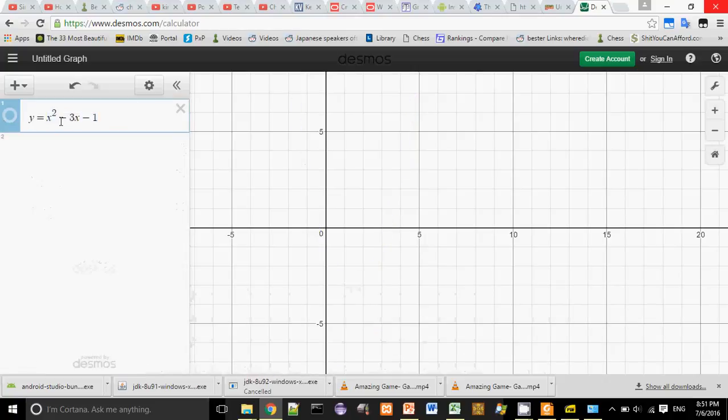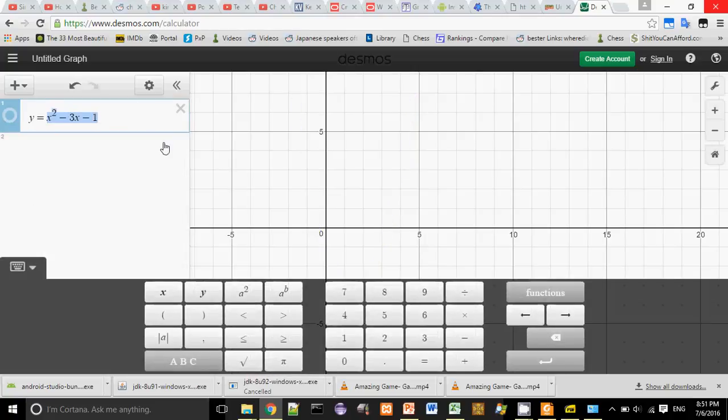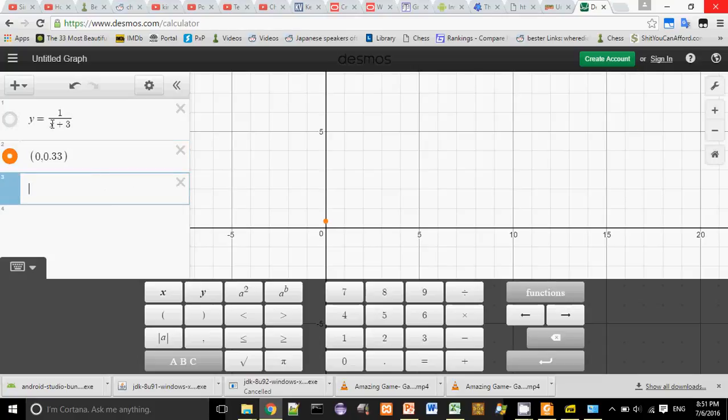Okay. Turn off the visibility. Let's say it was 1 over x plus 3. Okay, let's get there. Alright. This is actually tricky. Let's try 0. 0 plus 3 is just 3. So 1 over 3 is a third. I could do a third, but let's just do 0.33. Close enough. Let's try if x equals 1.